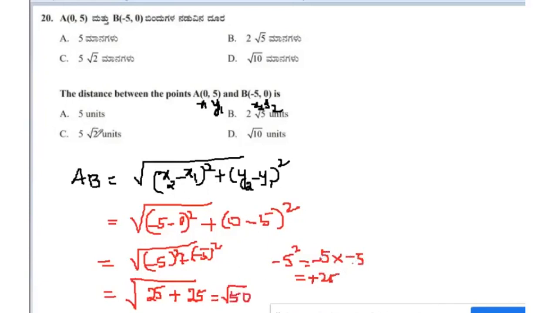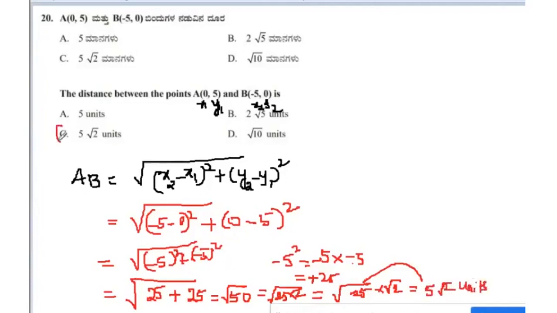But in the question they have not given it in terms of root 50. So we have to change a small thing here. Root 50 can be written as root 25 into 2. Am I right, students? Root 25 into 2 is 50. So separately we take root 25 into root 2. What is the square root of 25? We all know that the square root of 25 is 5, and root 2. So 5 root 2 units is the correct option. So C is the answer.